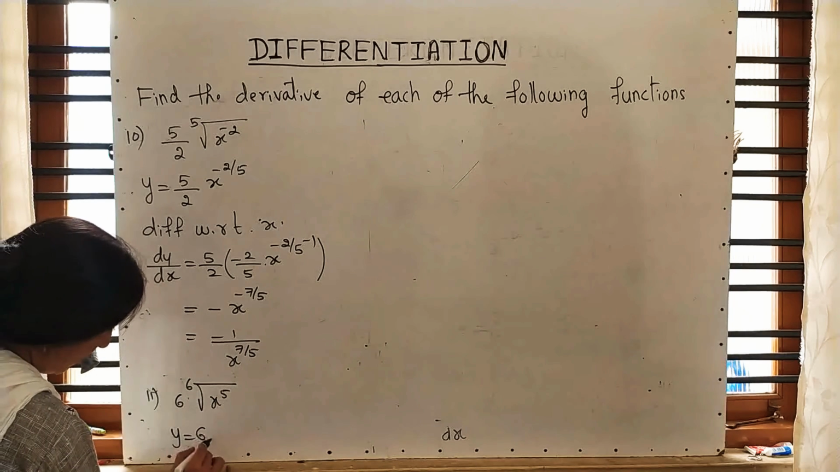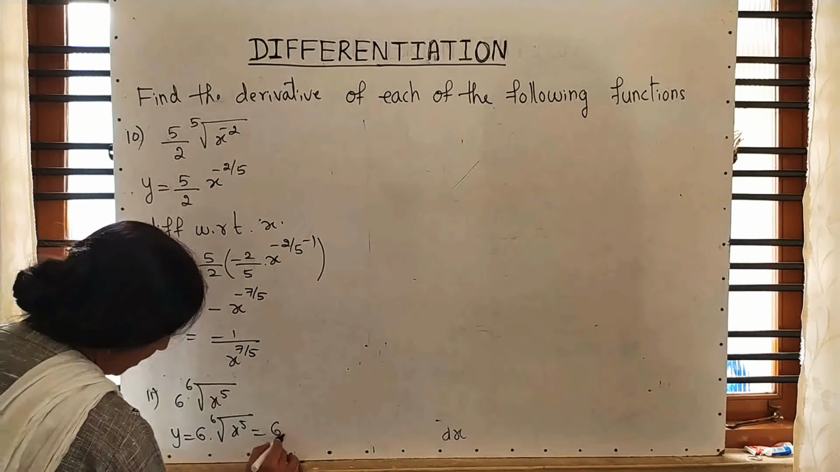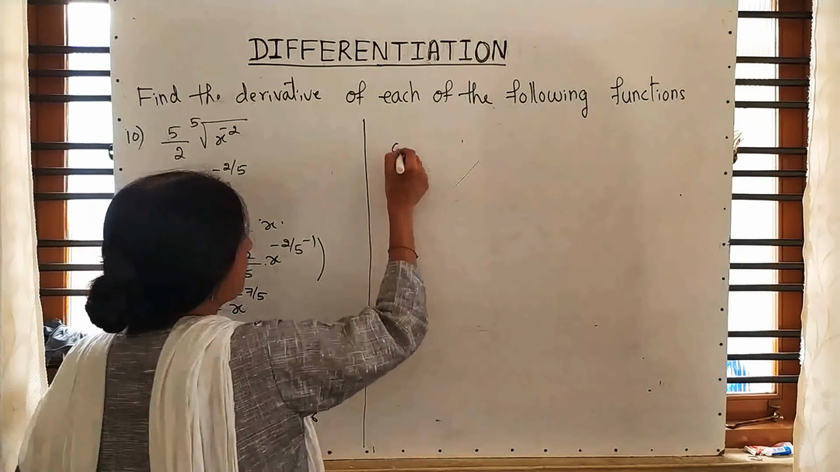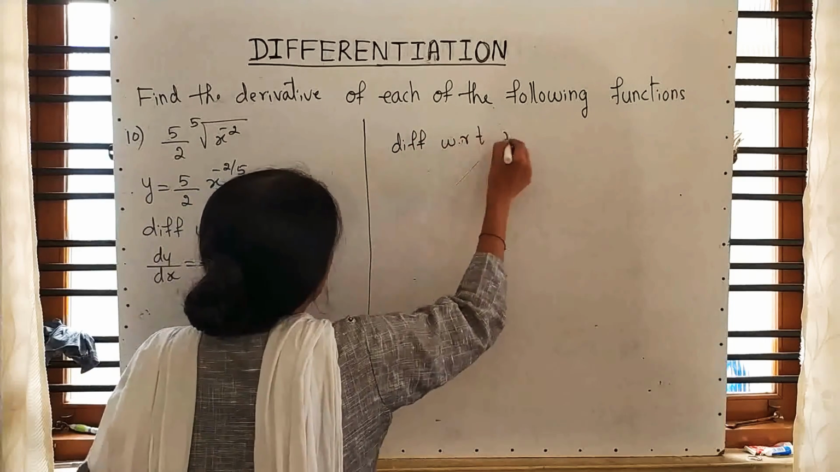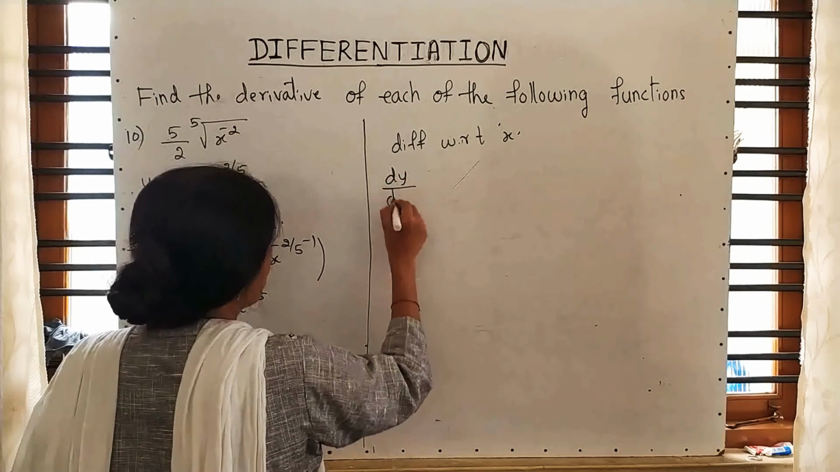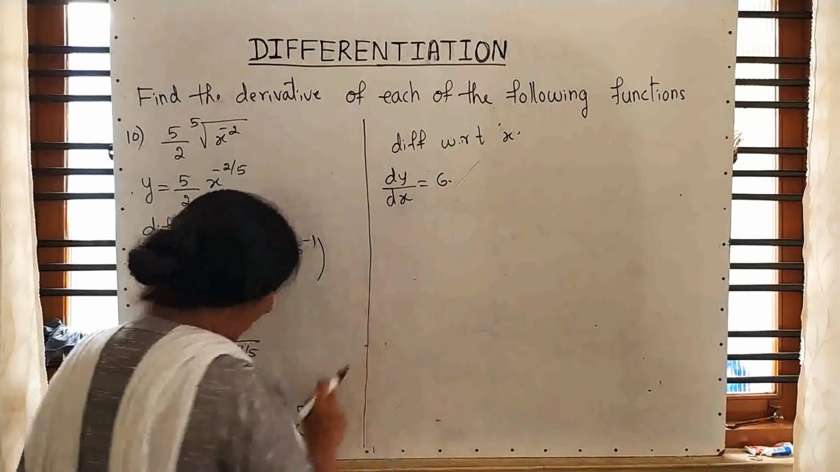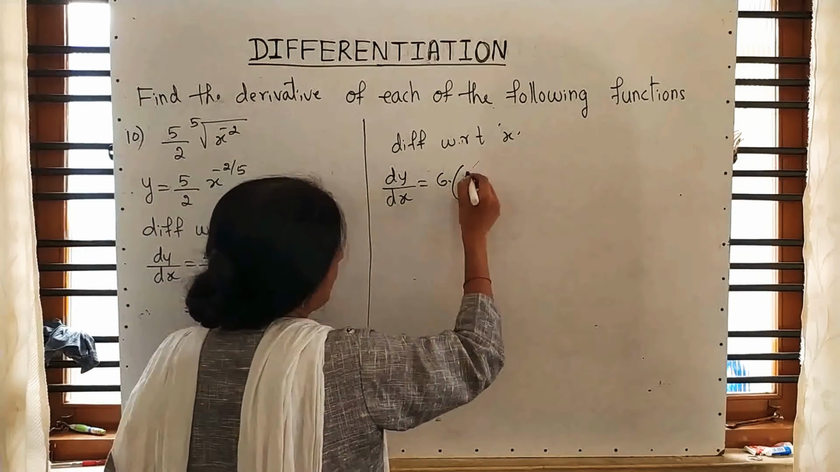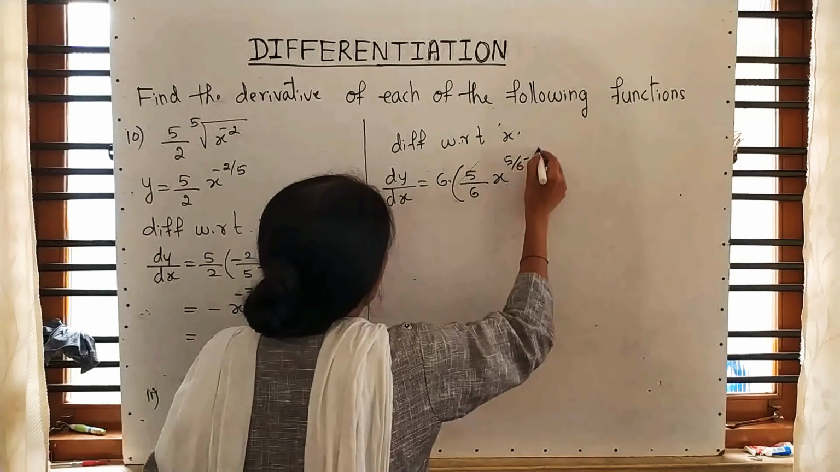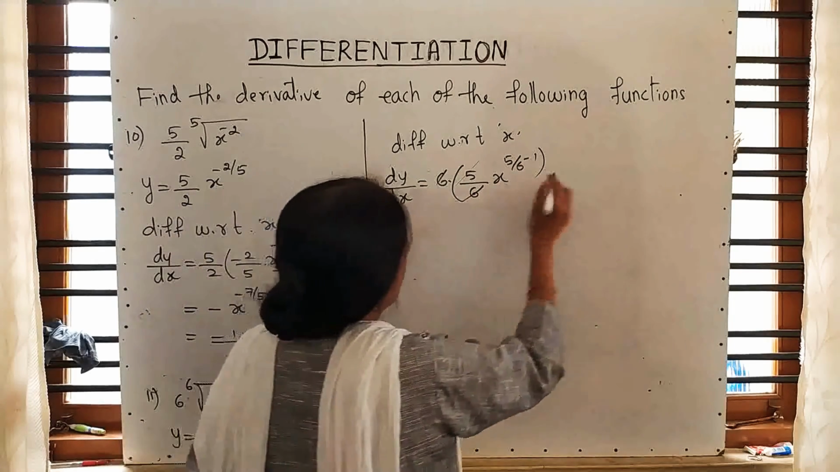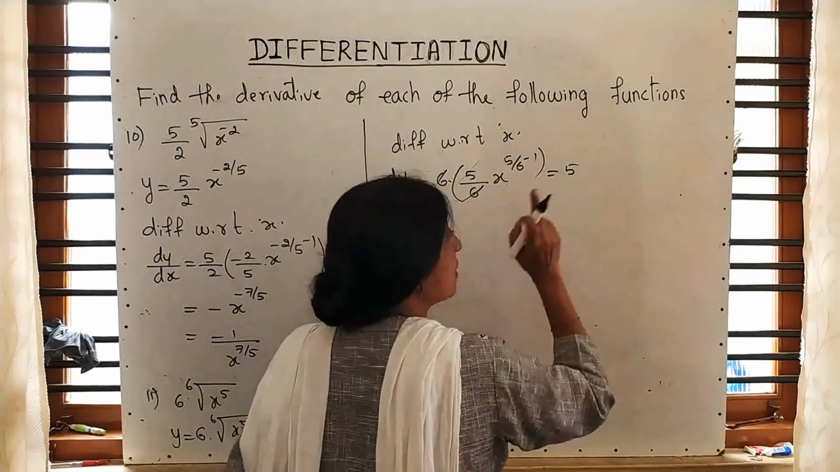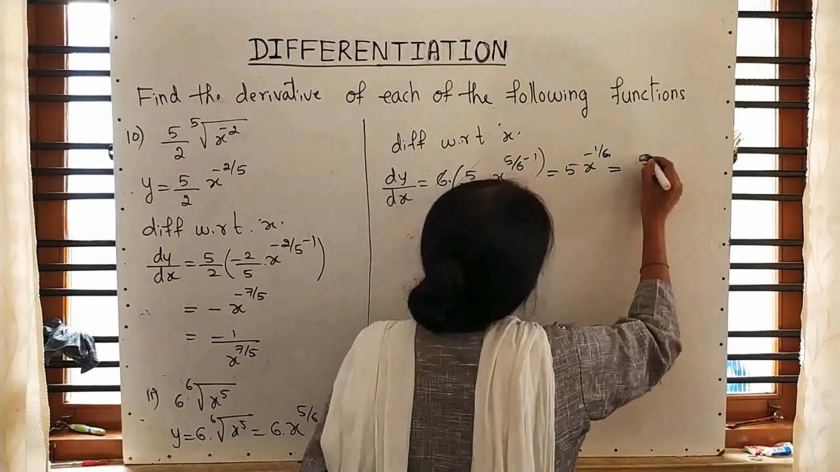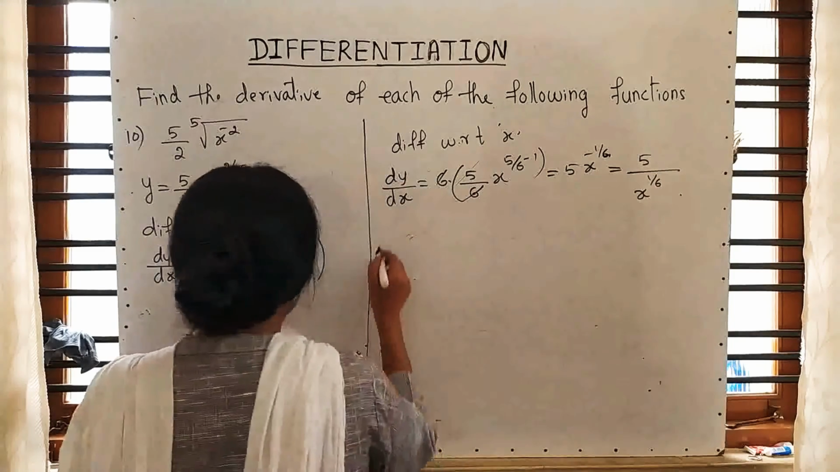See, y is equal to, what is the conversion? 6 into x to the power 5 by 6. Now directly I am writing. I kept 6 as it is. Now I am writing it because I wrote here differentiating with respect to x, means without writing d upon dx directly I am writing like this. 5 by 6 x to the power 5 by 6 minus 1. Here and here get cancelled because of the multiplication. What is left? 5 into 5 by 6 minus 1 is minus 1 by 6. Correct or what? I know you are familiar with this subtraction. So it is 5 upon x raised to 1 by 6. Next question.